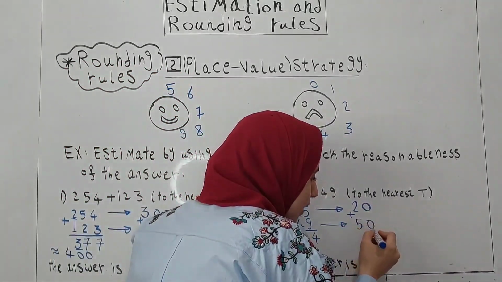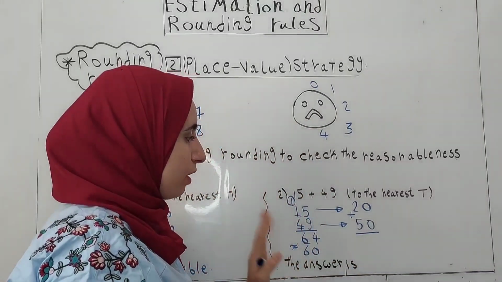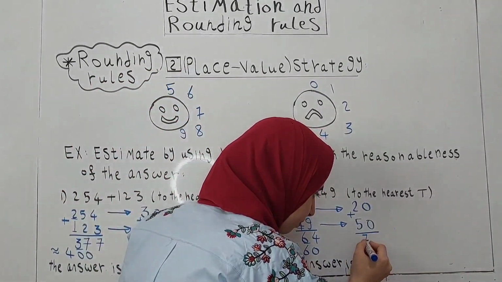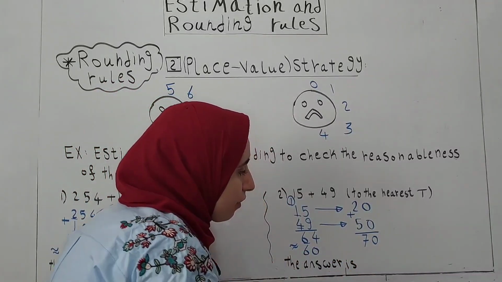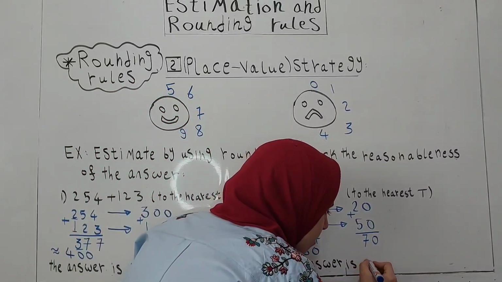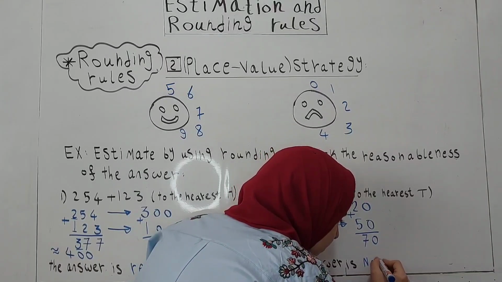Then we get the sum. 20 plus 50 equals 70. They are different. So the answer is non-reasonable.